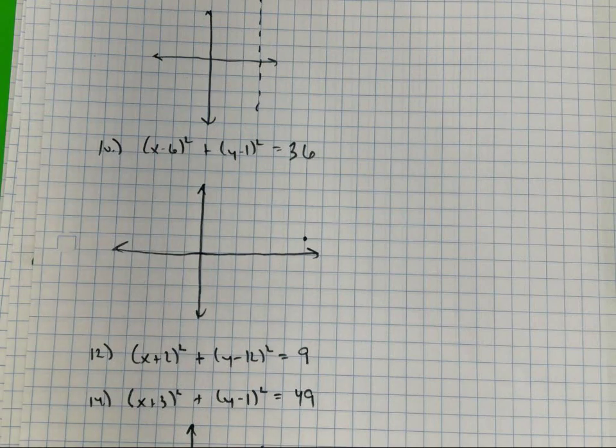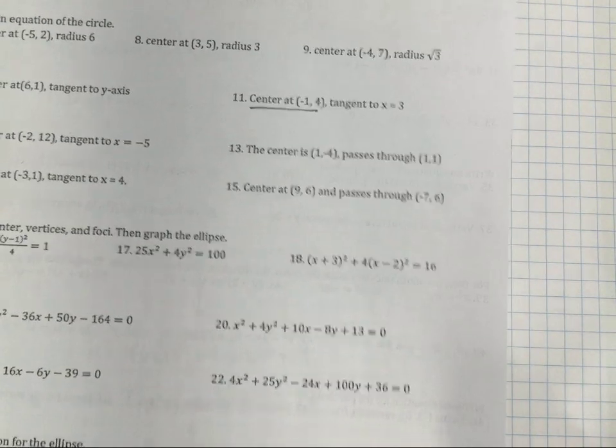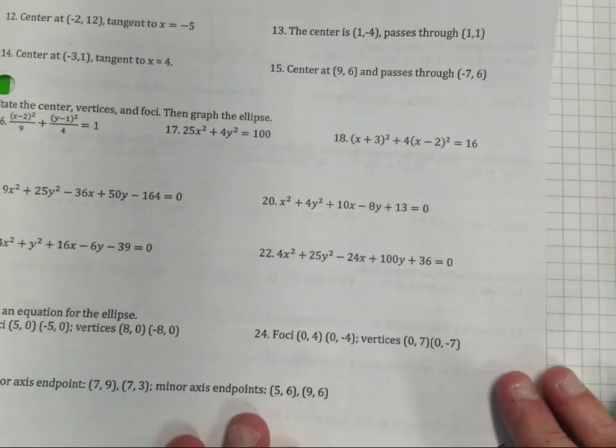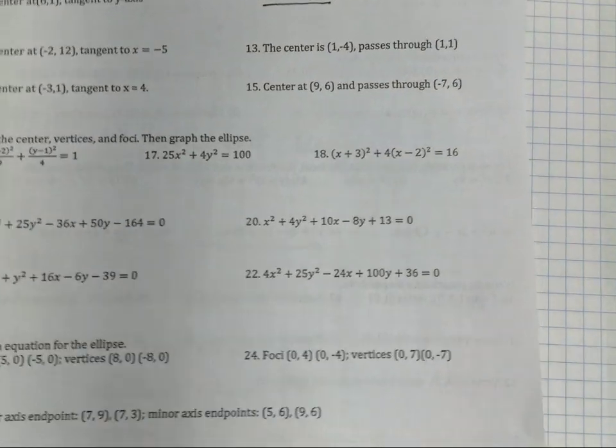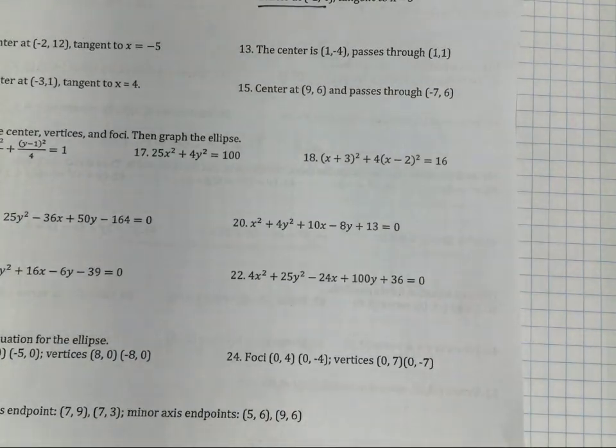Okay. Looking at the structure of number 20. It does not look anything like the standard, does it? I can't divide anything by this to get a 1 there, so what process am I forced to do here? Completing the square. Okay, so I'm going to group my x's and my y's together.